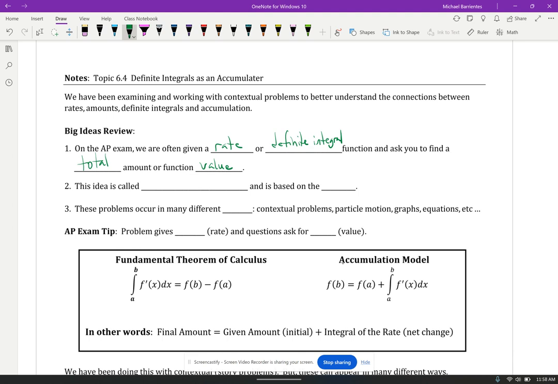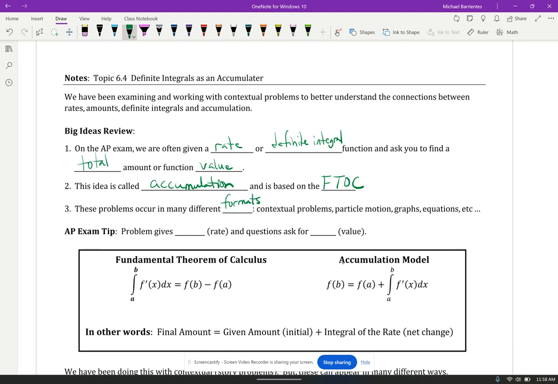Or if they just outright give you a definite integral, then you should know that we need to use the idea of accumulation as a way to figure out the answer. So this idea is called accumulation, and it's based off of the fundamental theorem of calculus, FTOC, which we just talked about in topic 6.7. And these problems occur in many different formats.